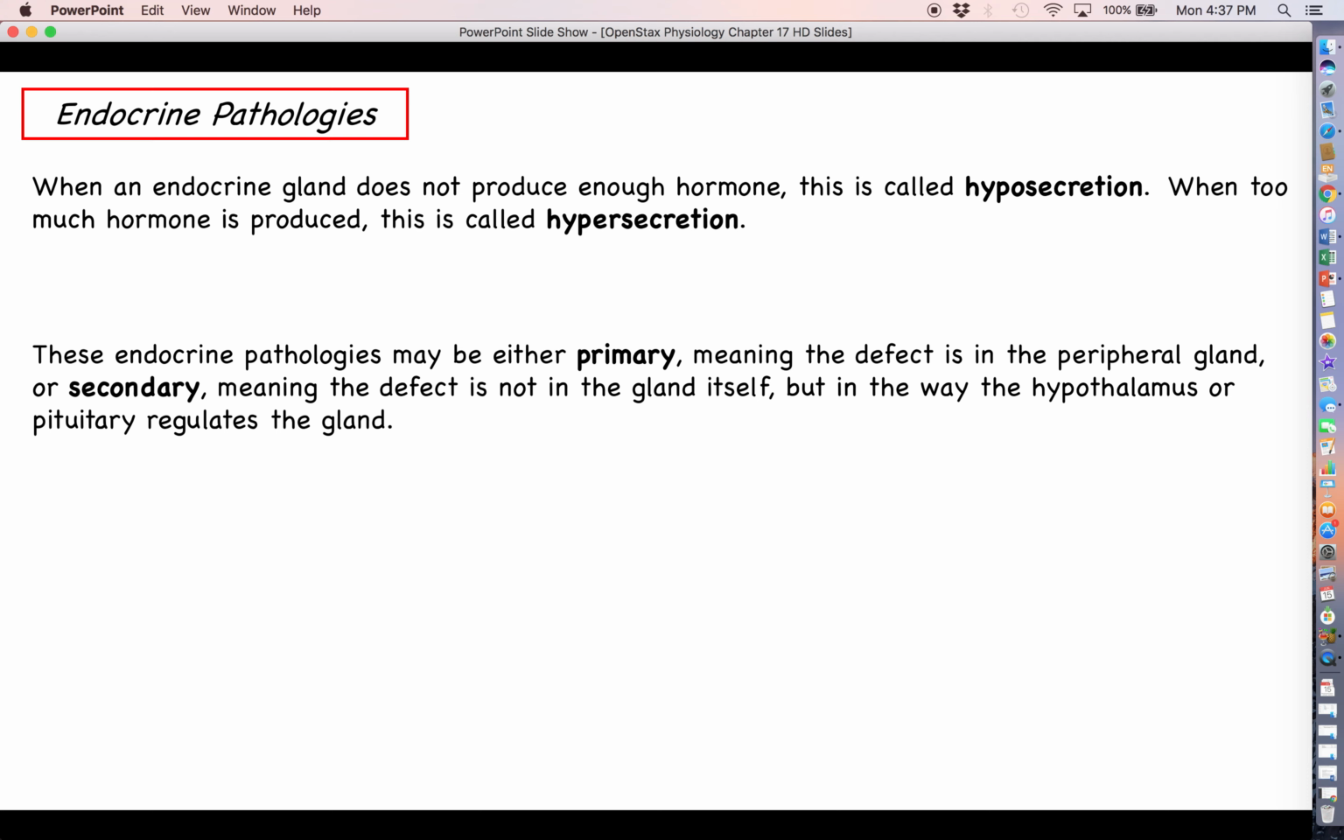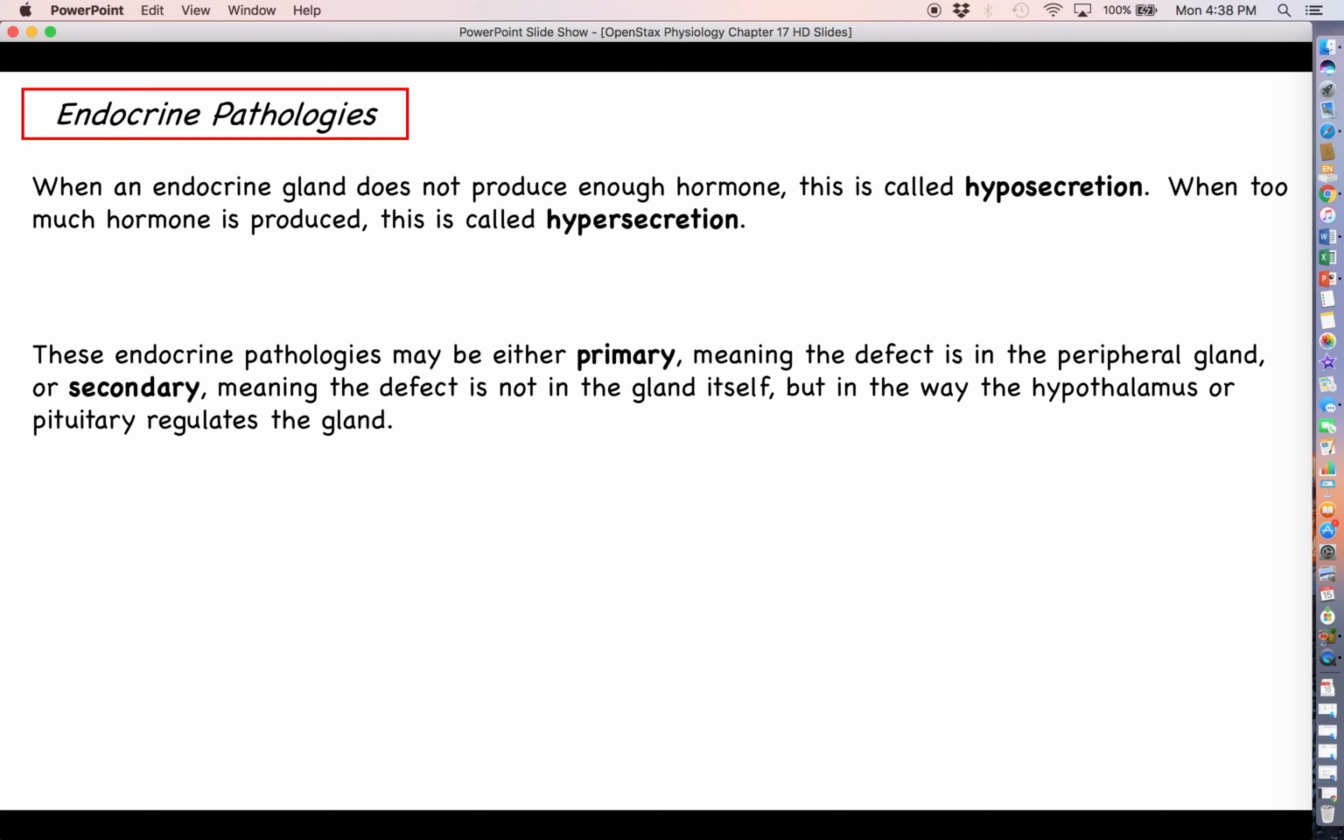Is the issue actually with the thyroid or with the testes or with the adrenal cortex itself? If that's the case, we call it a primary endocrine pathology, meaning that whatever hormone is out of balance, whether there's too much of it or too little of it, the problem, the defect, is specifically in the gland that produces that hormone.